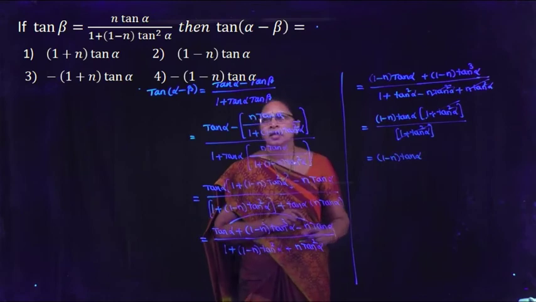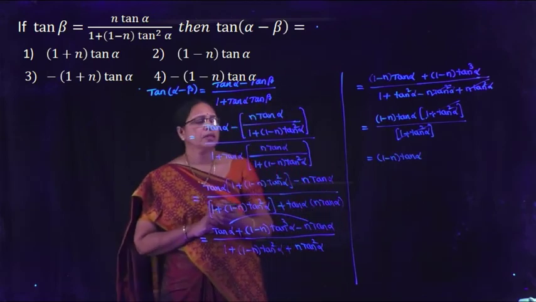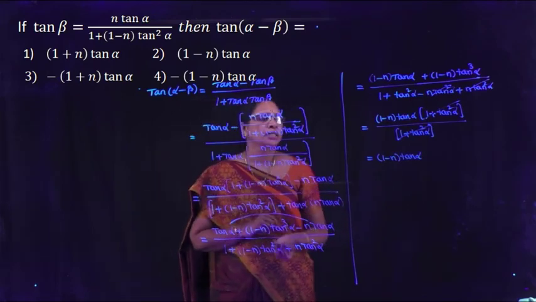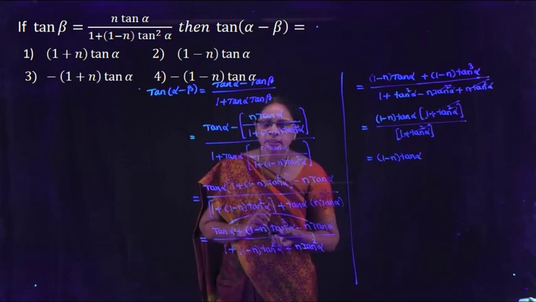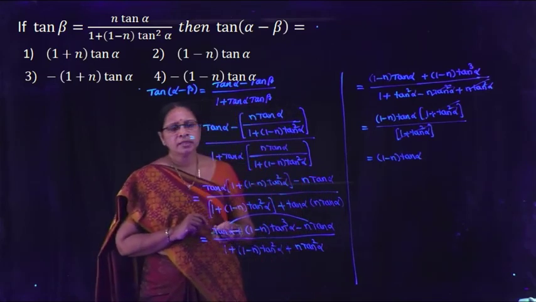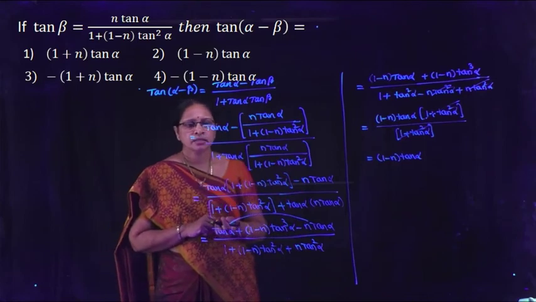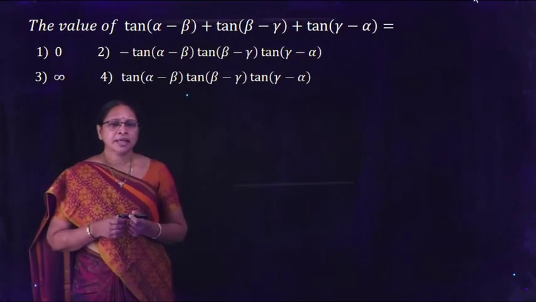Here tan(α − β) is (1 − n) tan α. Here in the second option, (1 − n) tan α is the correct answer. Let us see the next problem.